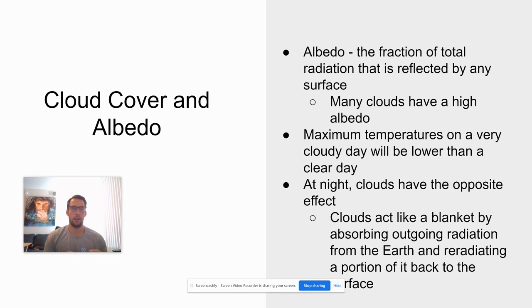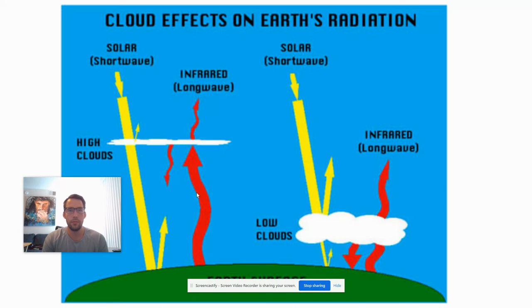So what you're going to find on a cloudy day, if it goes over 24 hours, is that during the day it's going to be cooler, but during the night it's actually going to be warmer. So the temperature difference is going to be less. This is a visual showing you that the radiation comes in, it hits the cloud, and then it goes up. But at night we have thermal energy coming from the earth, and it's going to be kept in by the clouds, much like a blanket.